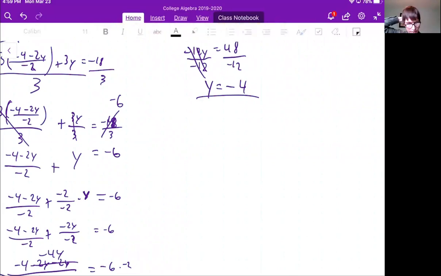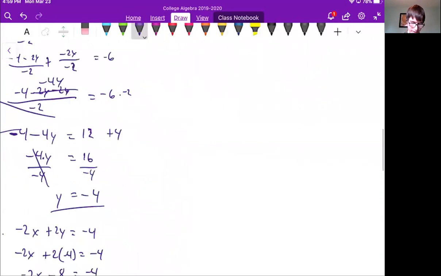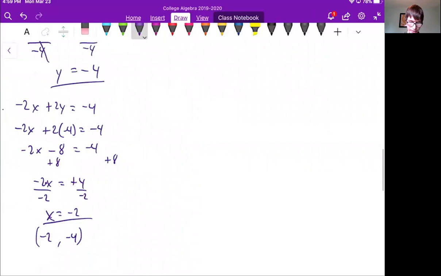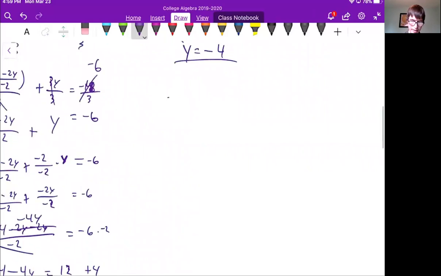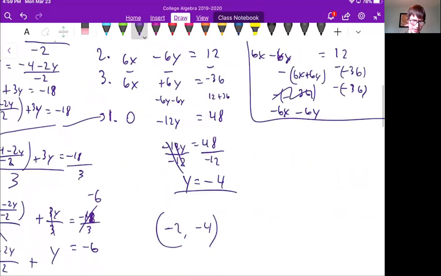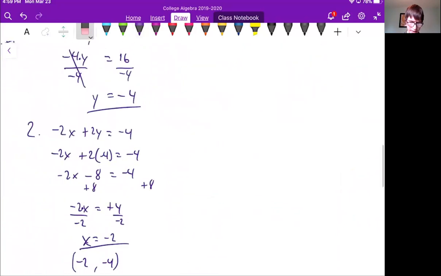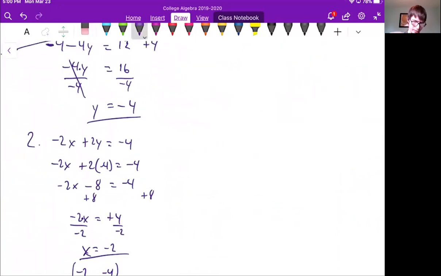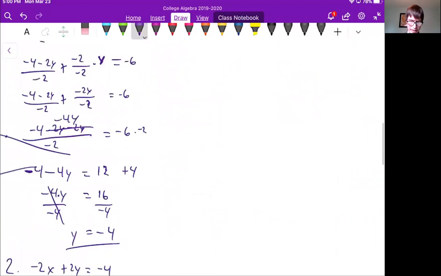I think you can get the idea of what to do the rest from here. Eventually, the answer is going to be -2, -4. Once you plug everything back in, that'll be our answer. I should just do the problem to make it very clear. I don't want you to think that I don't want to show any steps. So -2x plus 2y equals -4.